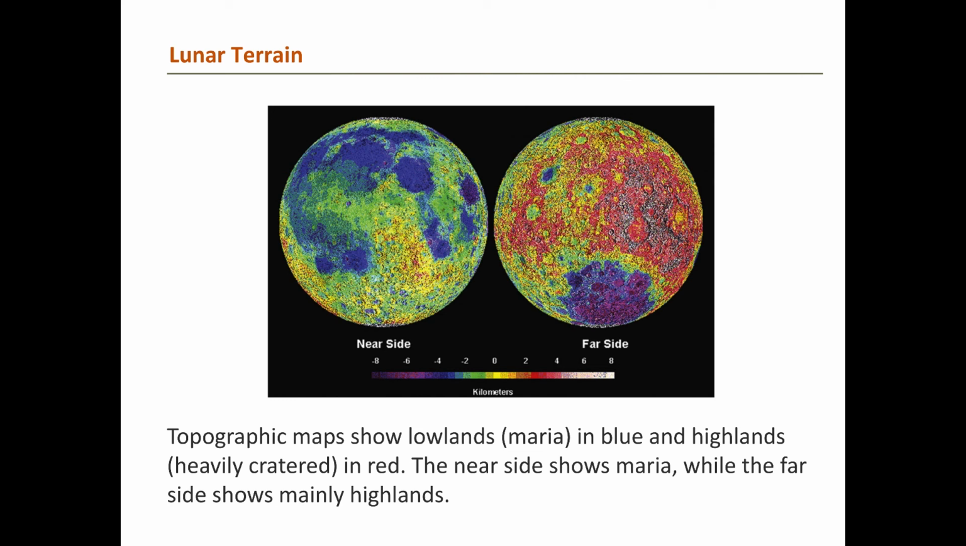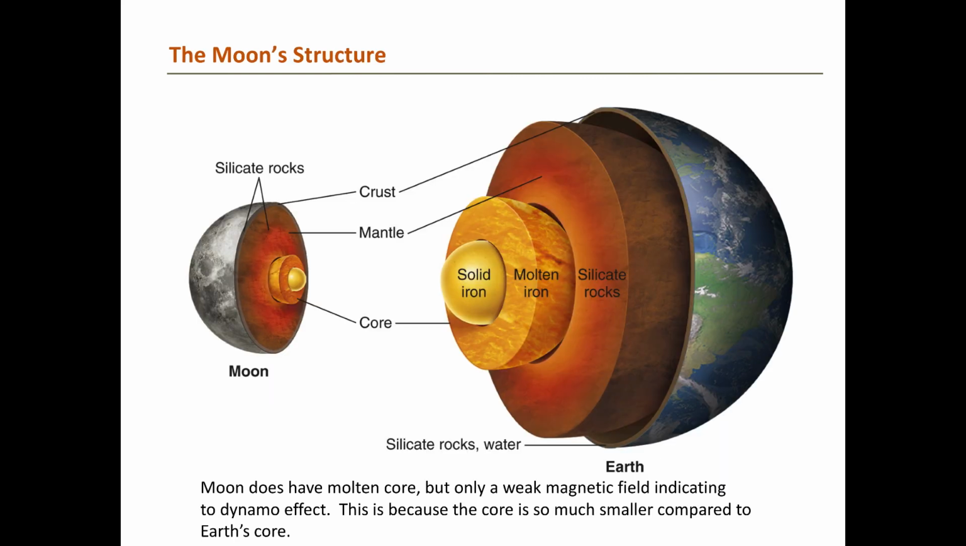And the near side shows maria, while the far side really doesn't show that many maria. Right? There's a couple little places, but mostly cratered. Now, like I told you before, we do have information about what the moon is made of, and here it is compared to the Earth.